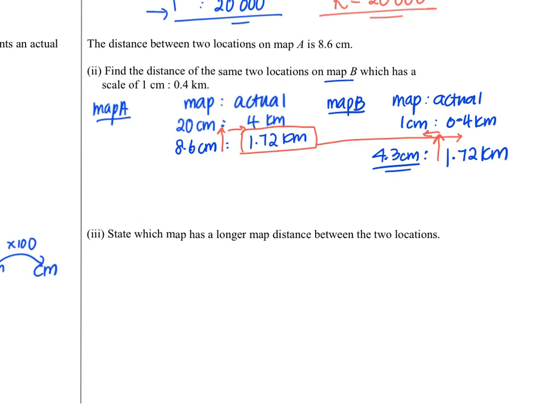State which map has a longer distance between the two locations. Well, the distance on map A is 8.6. The distance on map B is 4.3. So which map has a longer distance? Well, map A.